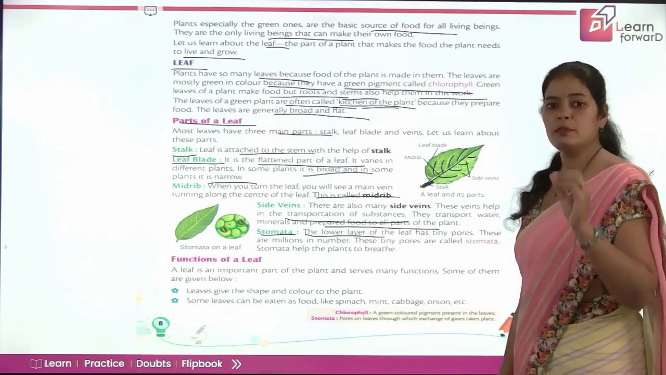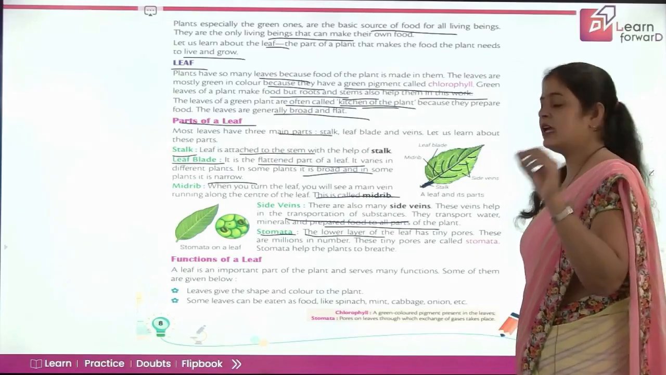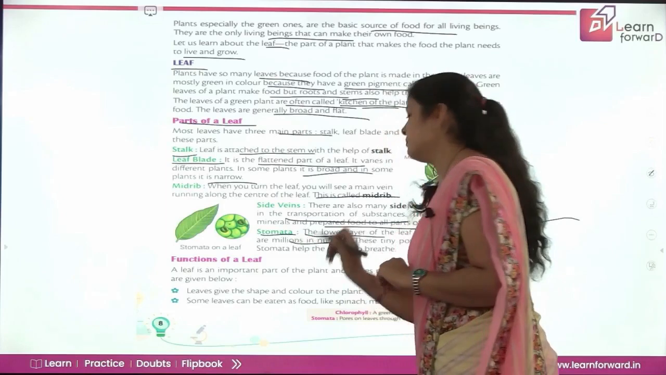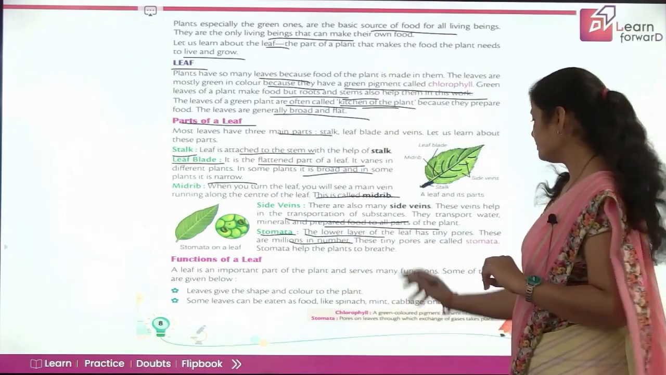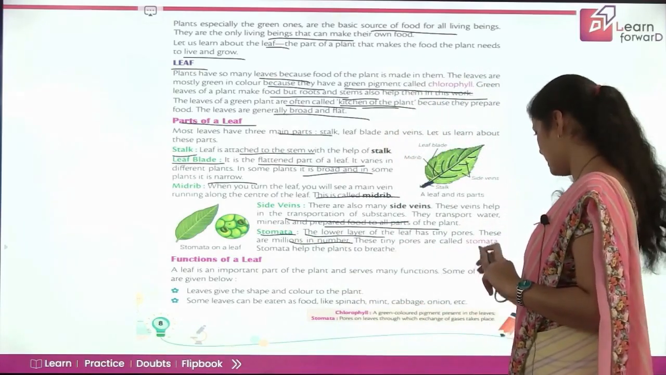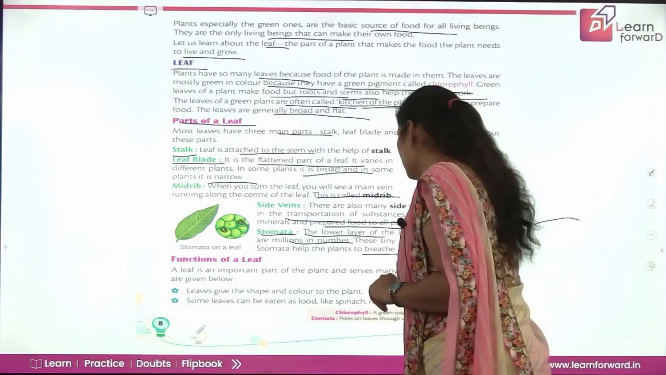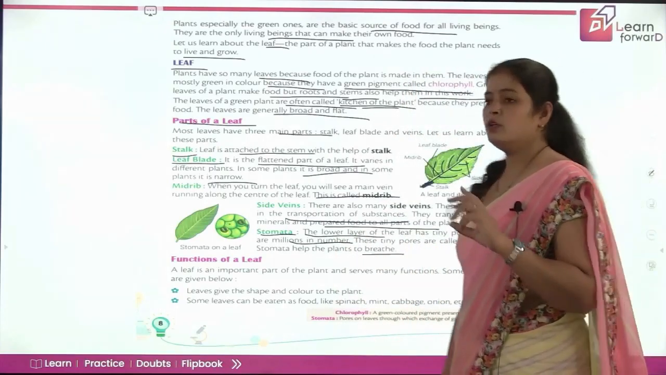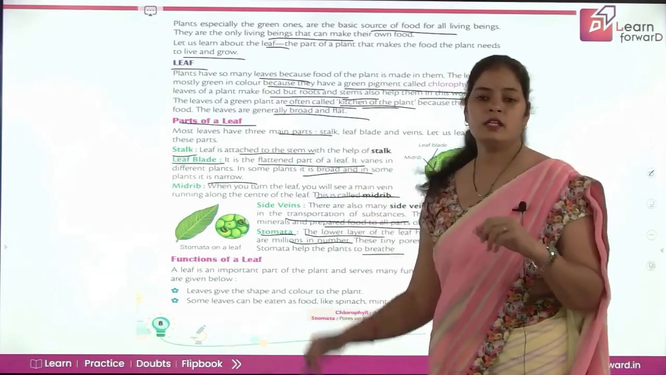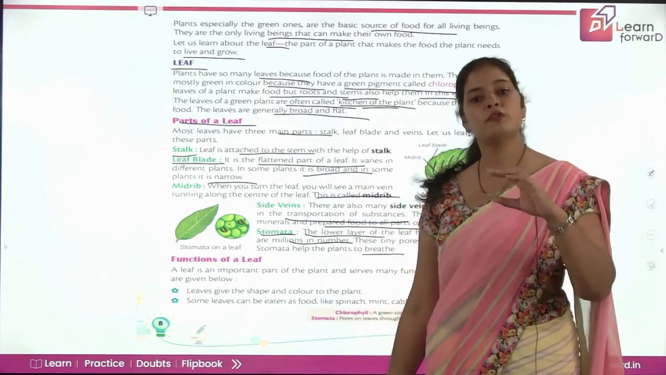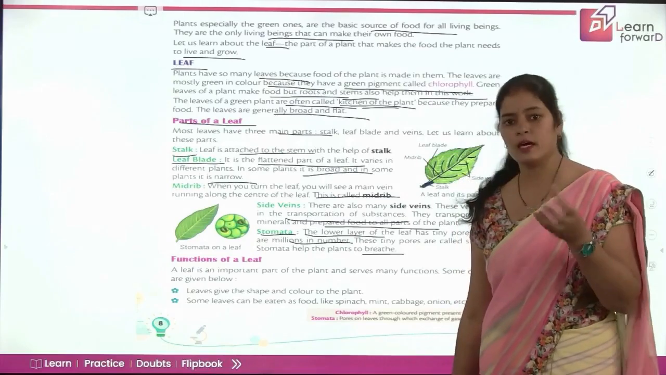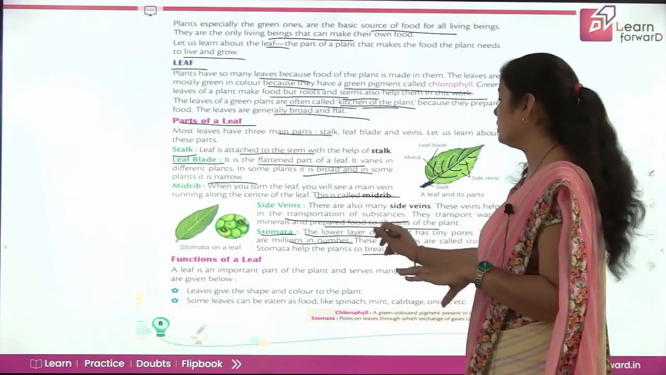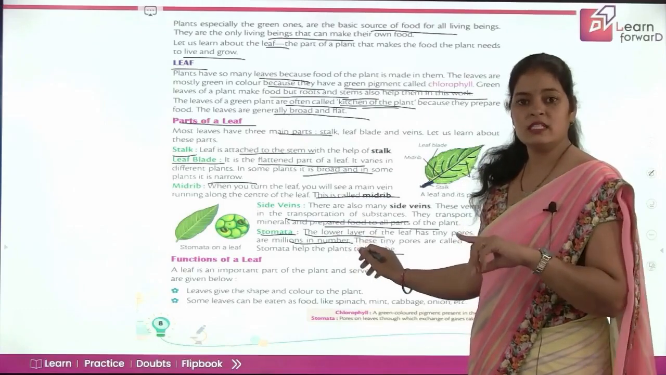They have tiny pores, very small pores, and they again have a significance. These are millions in number. There are so many. These tiny pores are called stomata, and stomata help the plants to breathe. Second thing, later in the slides you will see that for photosynthesis these plants require carbon dioxide. So that gas also enters the leaf through these stomata.